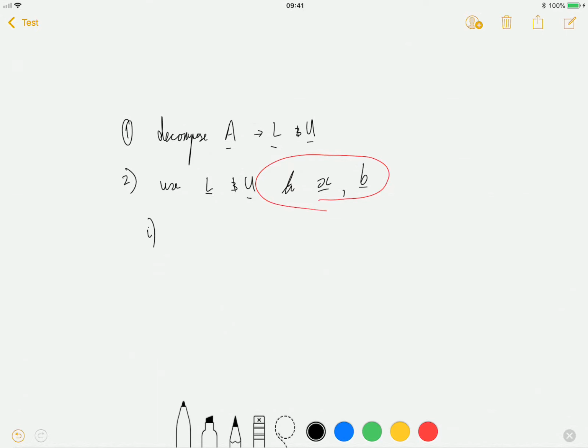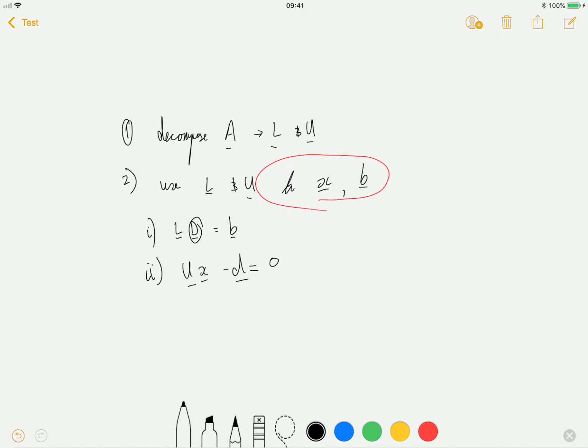So the first step is to use L and B to solve, or we use forward substitution of L and B to solve for D, and then we back substitute D into the following equation: Ux minus D equals 0 to solve for X.